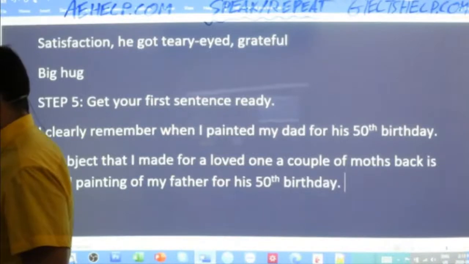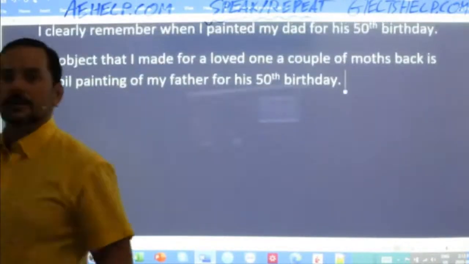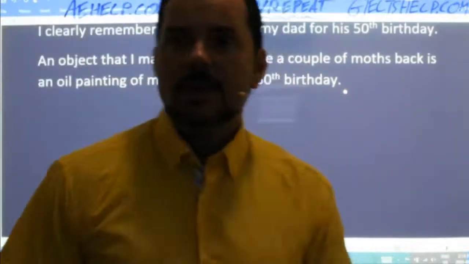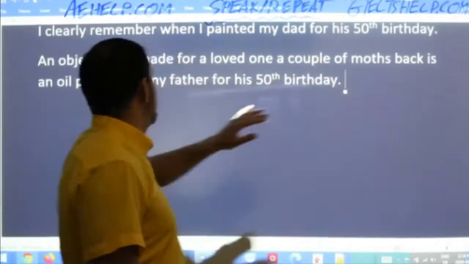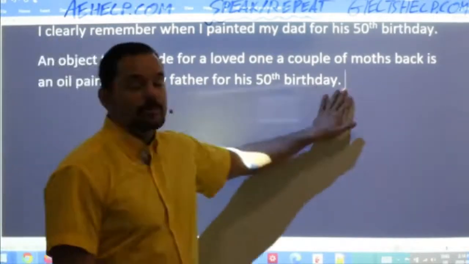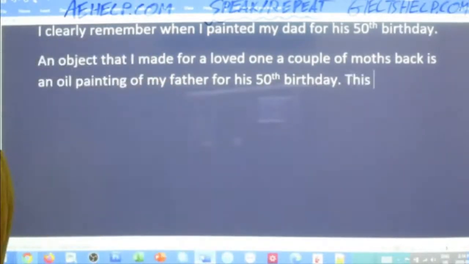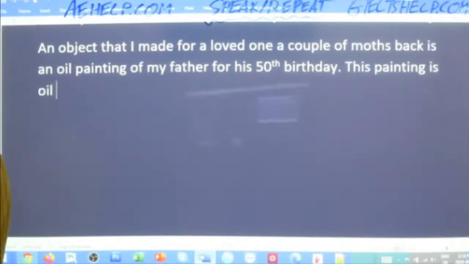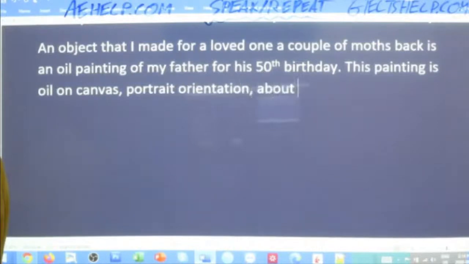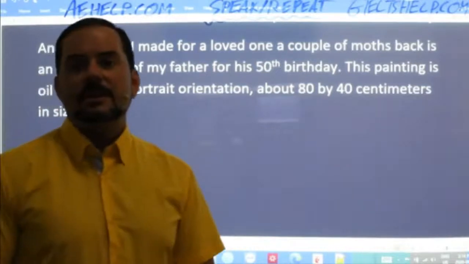Okay, cool. So let's continue from this one and let's just keep going, okay? Let's see how fast we can put this all together. So just start giving me the next sentences, okay? So an object that I made for a loved one a couple of months back is an oil painting of my father for his 50th birthday. This painting is oil on canvas. Portrait orientation, about 80 by 40 centimeters in size. Okay, keep giving me more information.